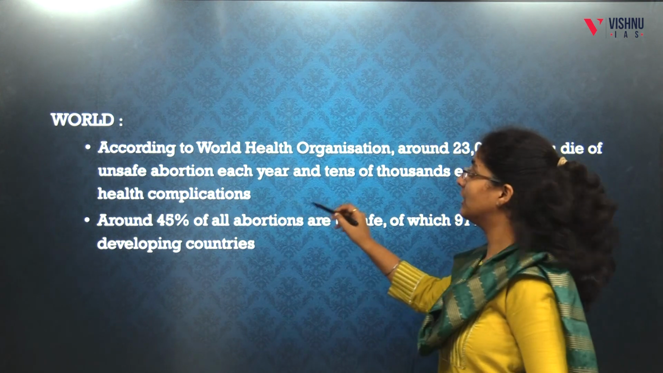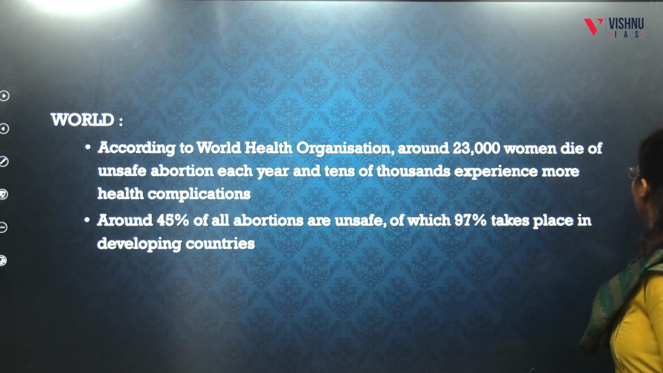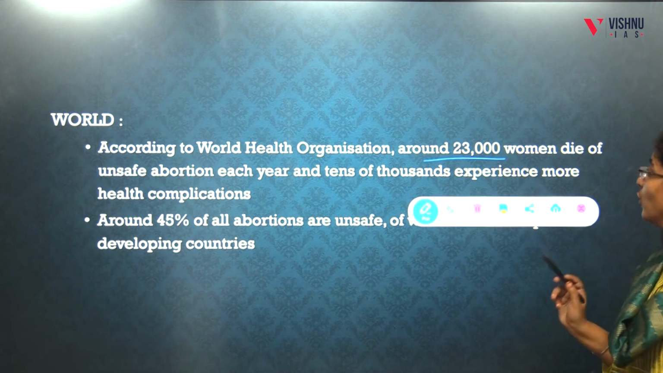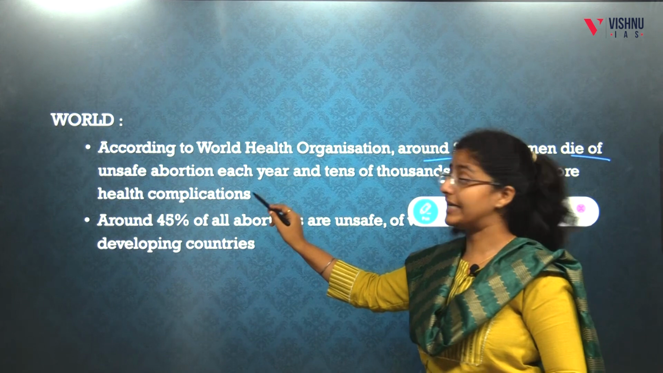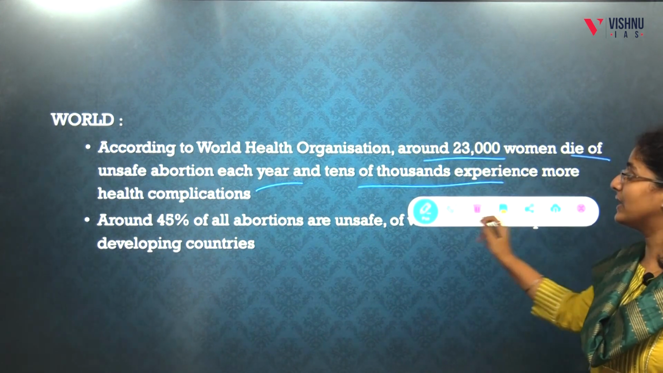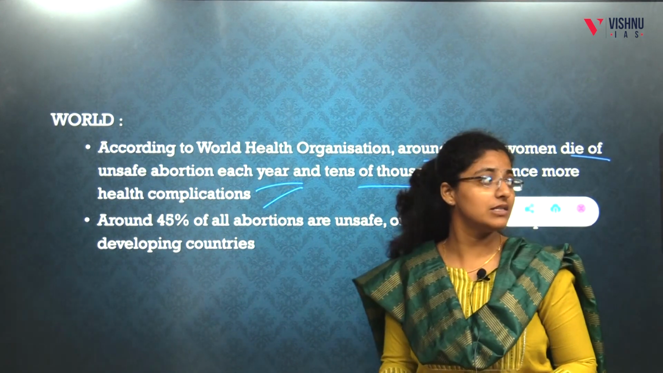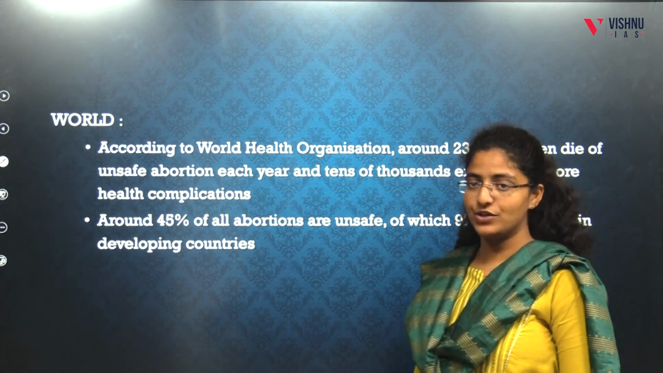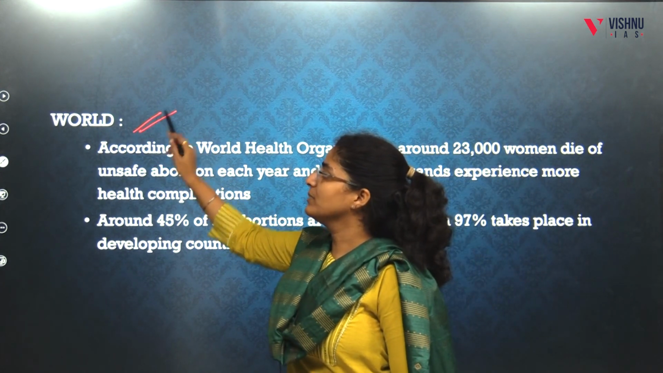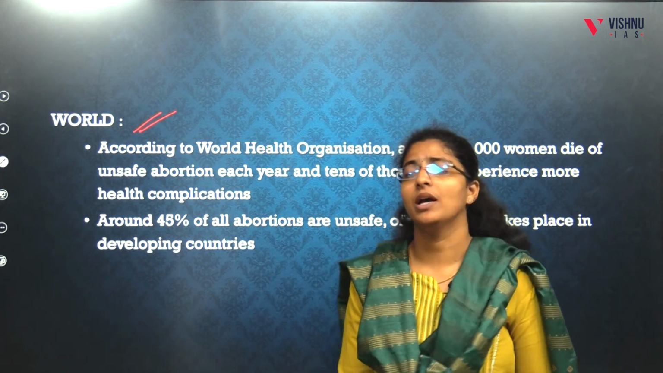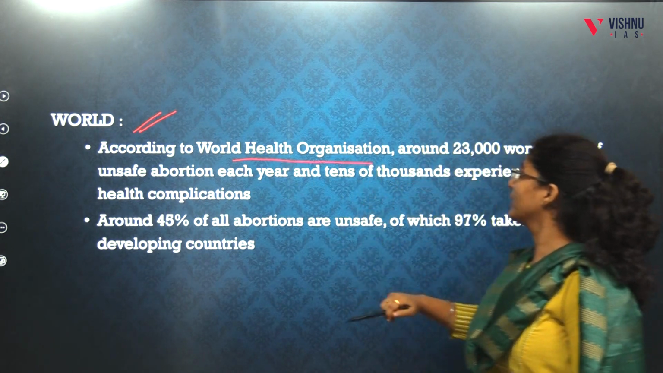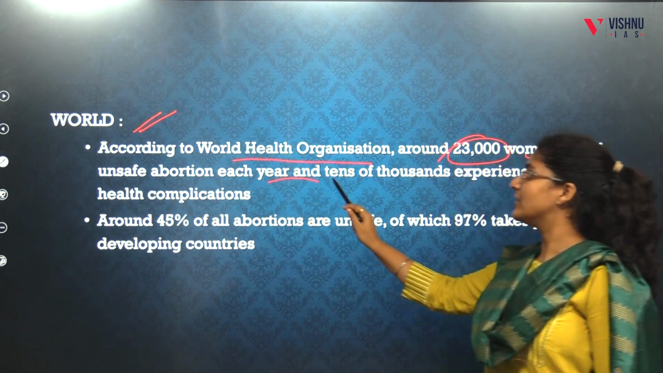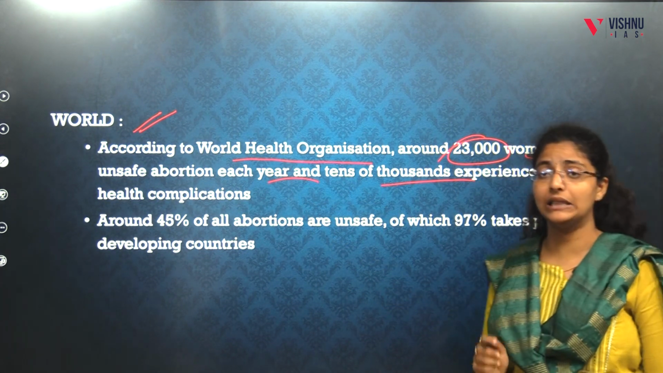And when we come to worldwide, as I said, this is a temporal and spatial analysis. Here, when we talk about the world, according to the World Health Organization, 23,000 women die of unsafe abortion each year, and tens of thousands experience more health complications. This is what one should keep in mind. So when we say temporal and spatial, we talk about the world. What is the perspective of the world regarding abortions? According to the World Health Organization, around 23,000 women die of unsafe abortions each year. Tens of thousands experience more health complications.